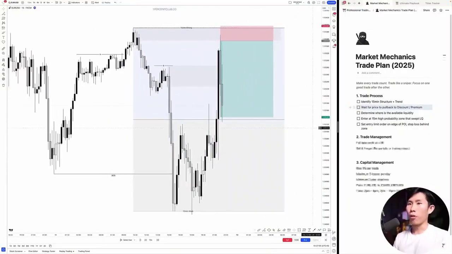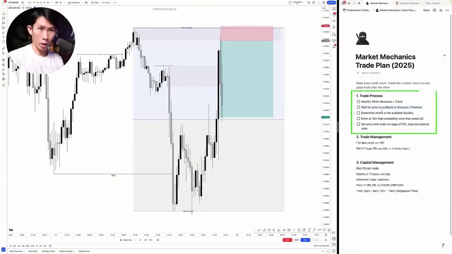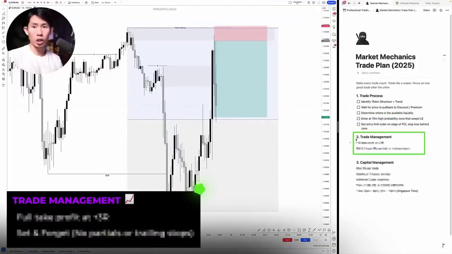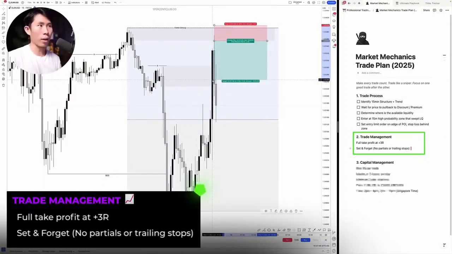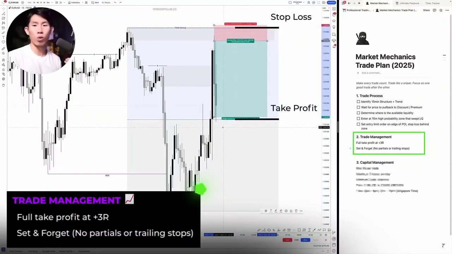So now what's next, right? Before I go and show you more examples, I want to explain to you what are the rules that we have inside this simplified trade plan. So this is the trade process right here, which I've already explained to you. And this is the trade management rules that we have, which states that we are taking full take profit at 3R itself. Okay, and we are also going for the set and forget method. That means we are not trailing our stop loss, we are not moving our stop loss, we are not taking partial profits whatsoever. Once we enter the trade, we place our stop loss, we place our take profit, we just let it run, right?